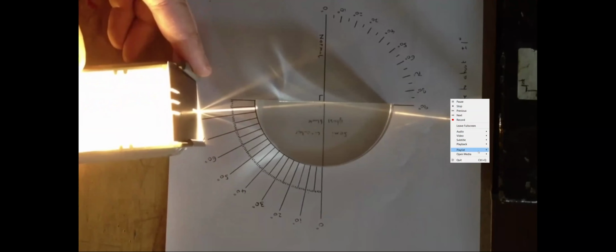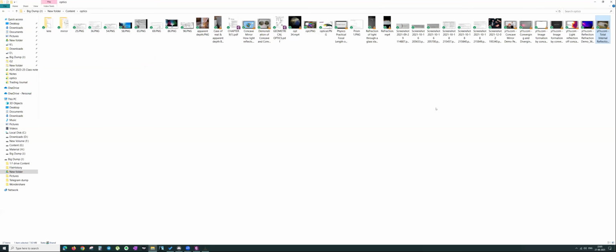This guy is taking it almost flattish. Light doesn't go that side. There, that's how it looks. There's another video there, and there's the TIR there.